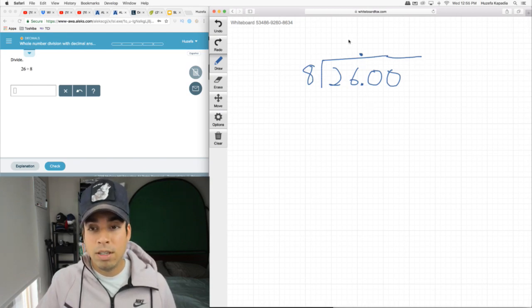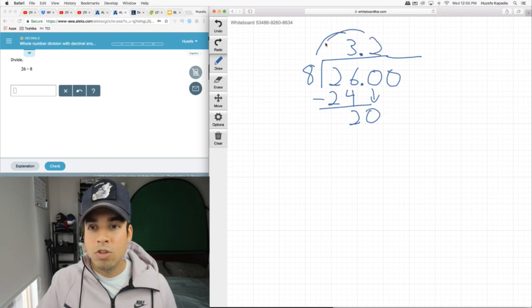8 goes into 26 3 times. 3 times 8 is 24. We subtract this and we get 2, bring down a 0. 8 goes into 20 how many times? Twice. 2 times 8 is 16. We subtract: 20 minus 16 is 4.